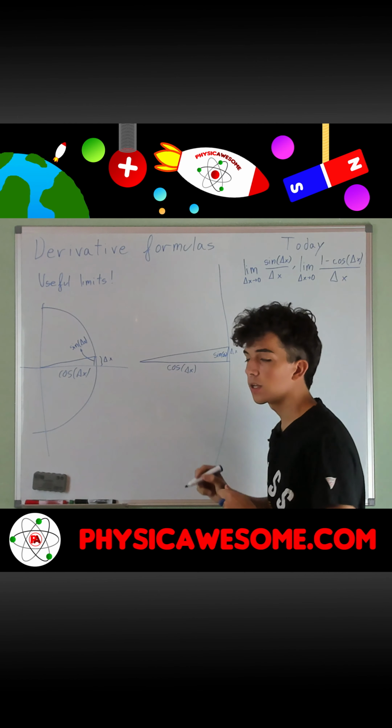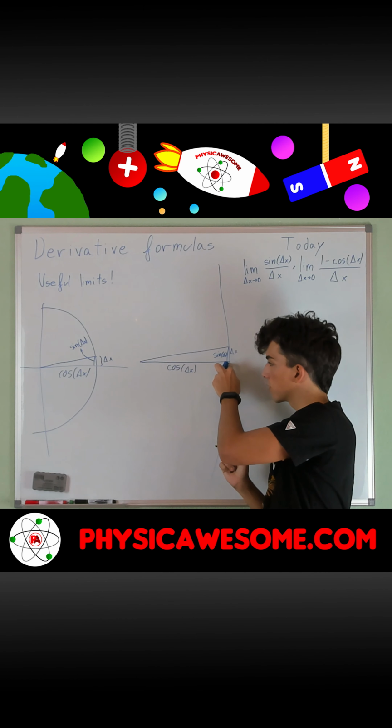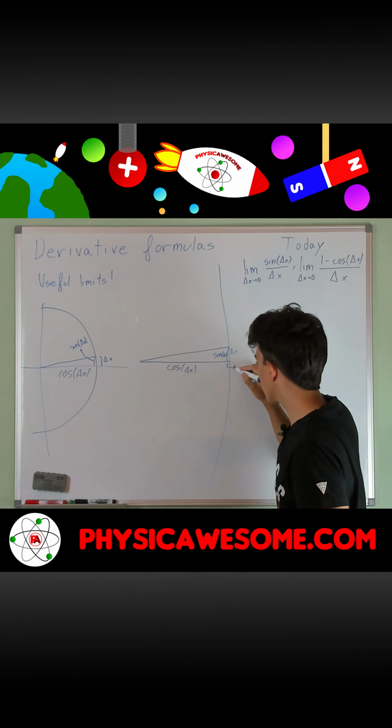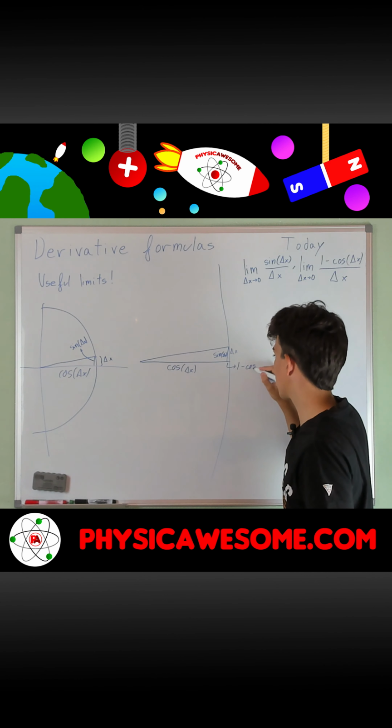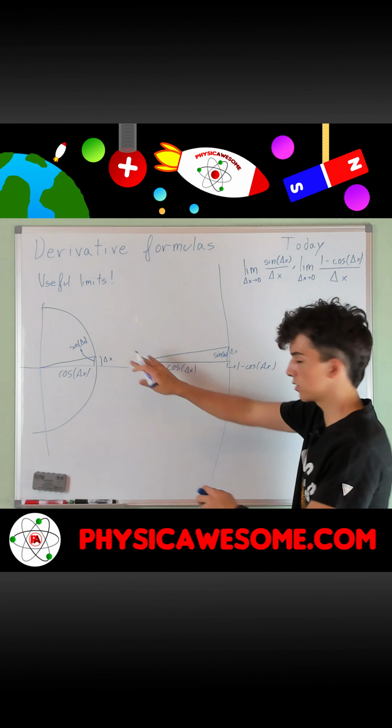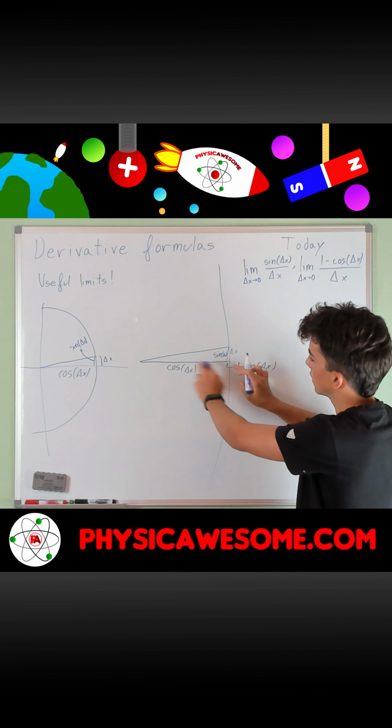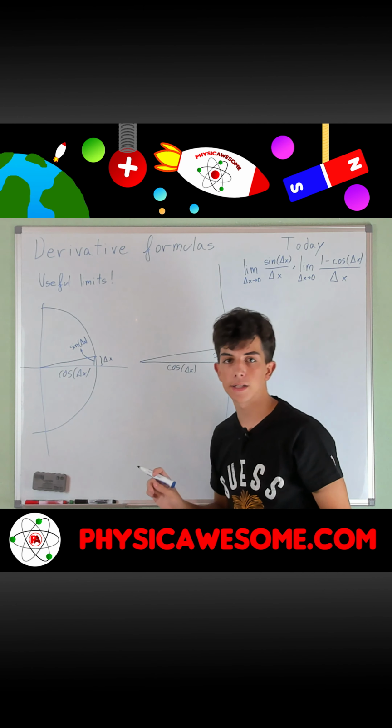Now, this small part over here, it's going to be 1 minus the cosine of delta x, because this whole line is 1, and then this is cosine of delta x.